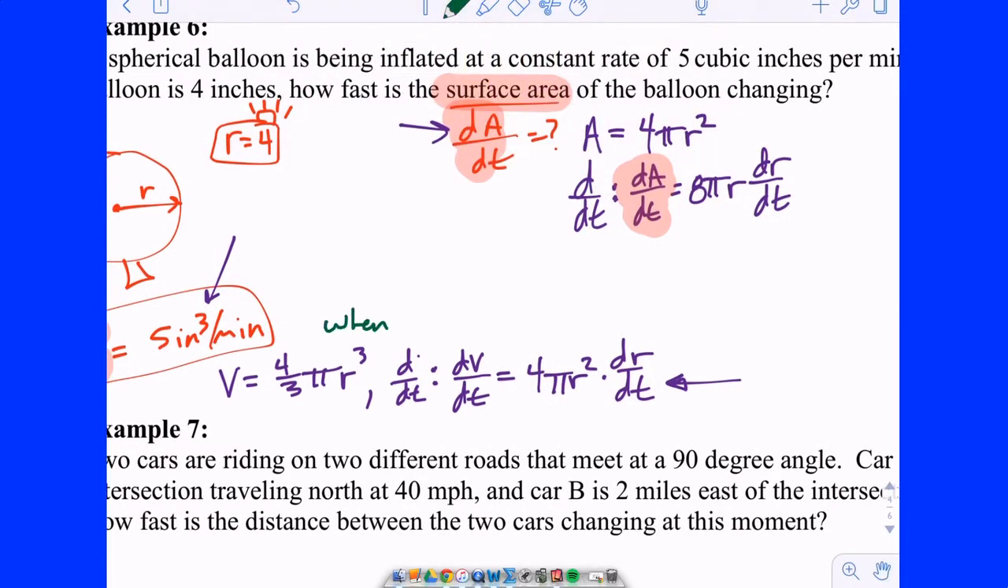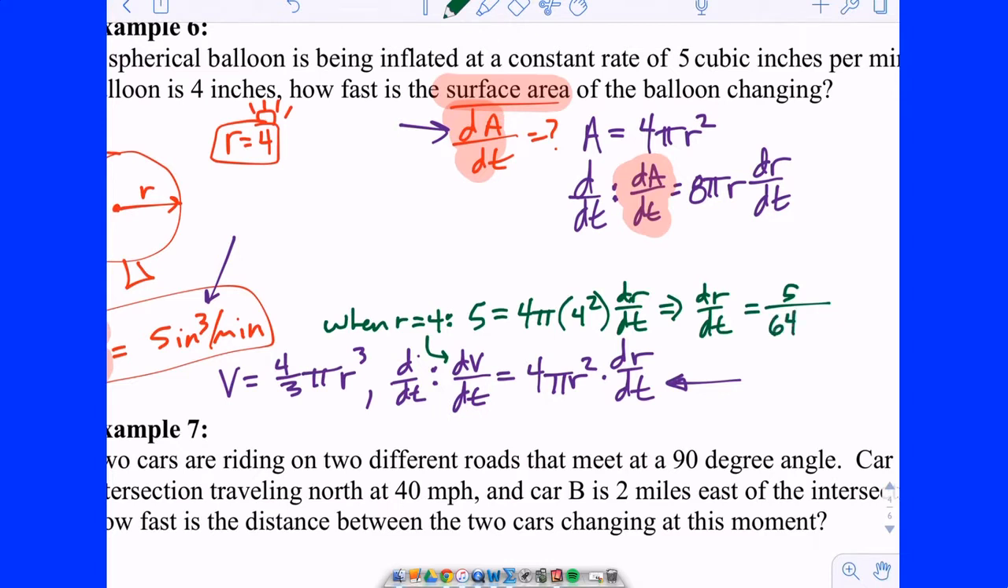So when r equals 4, here we go. I'm going to plug it into this equation right here. dV dt, which was given to be 5, is equal to 4 pi r squared, which is 4 squared, times dr dt. I don't know what that is. So now I can solve for dr dt. That means dr dt is equal to 5 divided by 4 squared times 4 pi. That's 16 times 4, that's 64 pi. What a wonderful number. Okay, so that's what dr dt is at the moment.